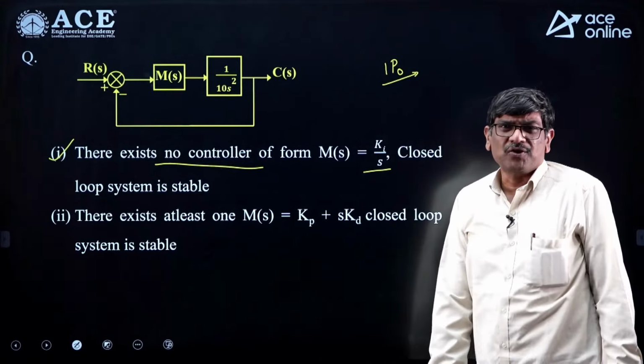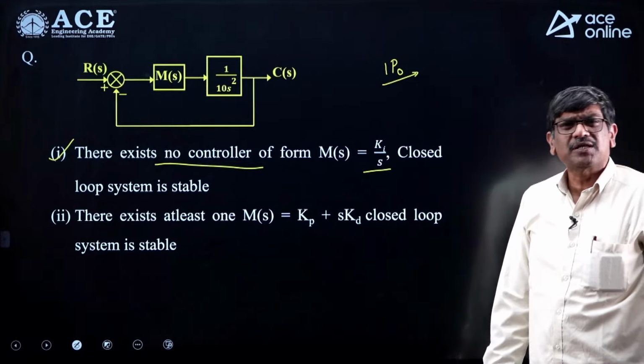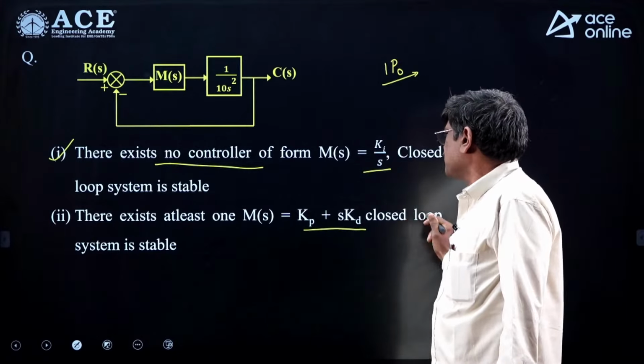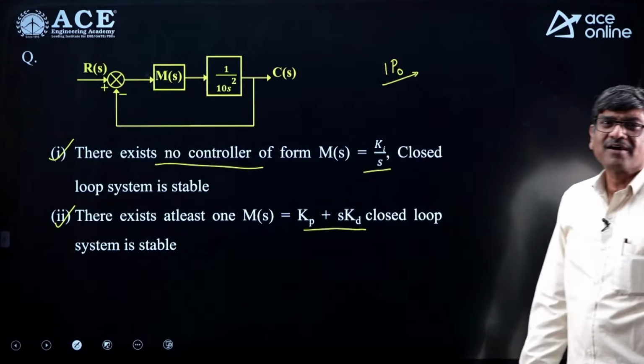And a PD controller, as you know, adds one finite zero which makes the system stable. So, there is at least one PD controller which makes the closed loop system stable. That means both the statements are correct.